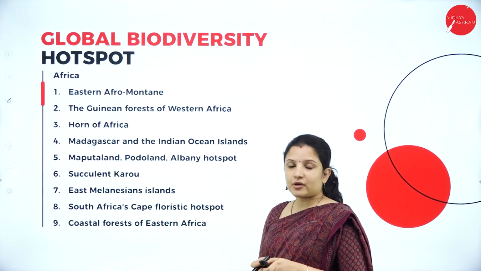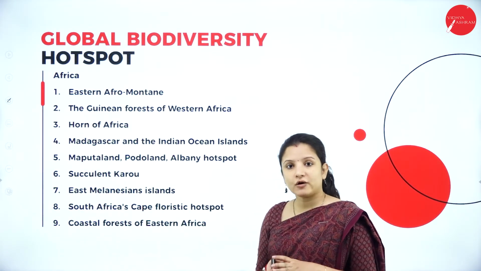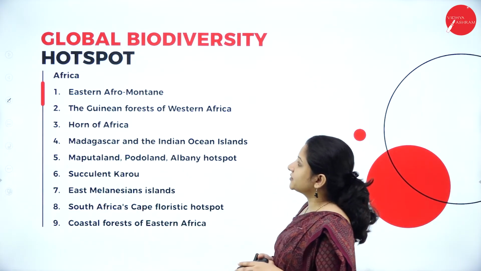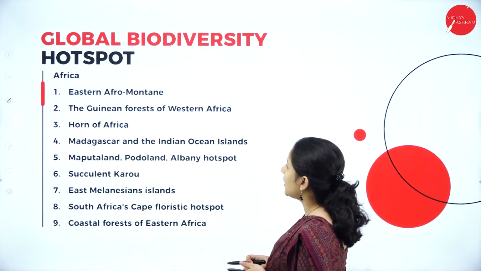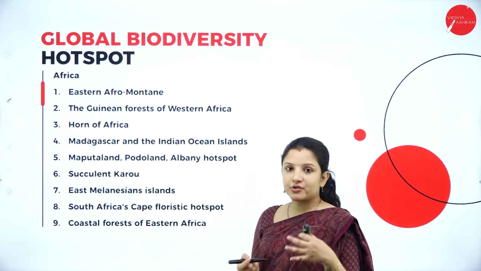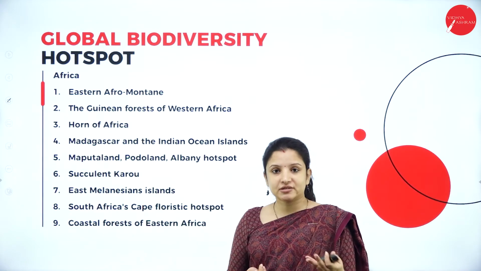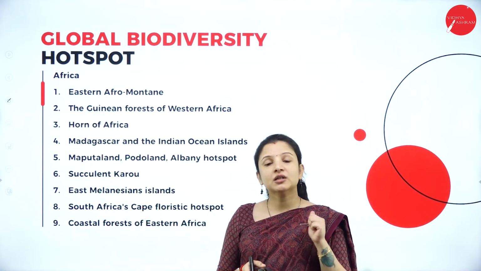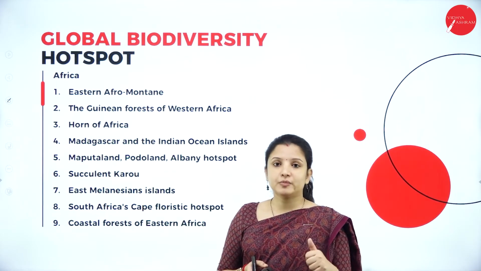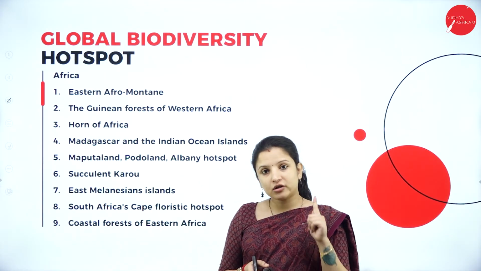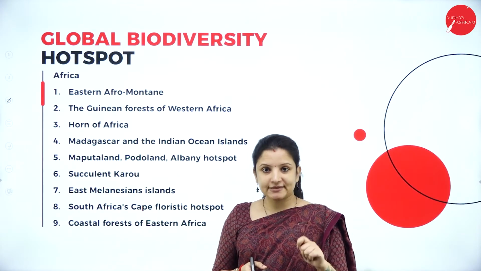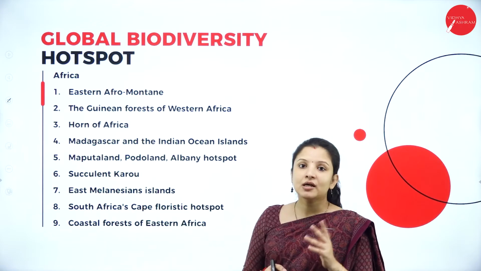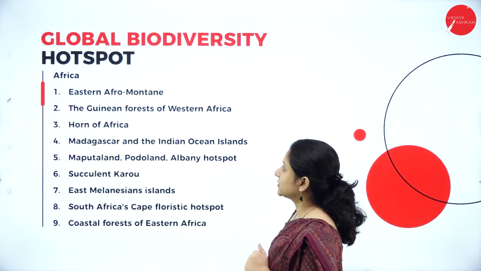So next, talking about the global biodiversity hotspots in the whole world. Here we have a global biodiversity hotspot, that is in Africa. There are different regions which are considered to be the biodiversity hotspot. Why do they consider it a biodiversity hotspot? Because a lot of endangered species will be growing there, and also a lot of endemic species will be present there, which are found nowhere else in the world. So that is why they are considered as biodiversity hotspots.